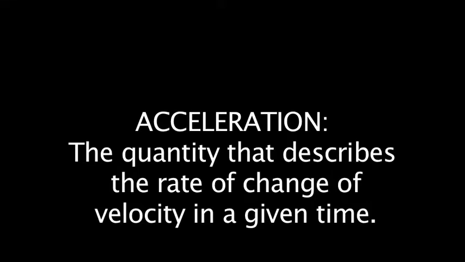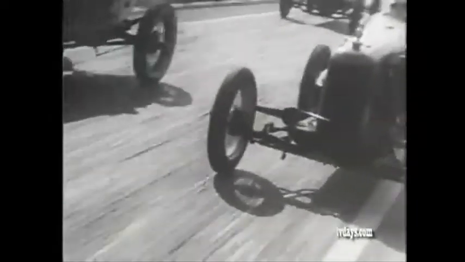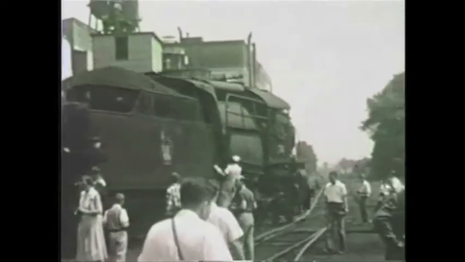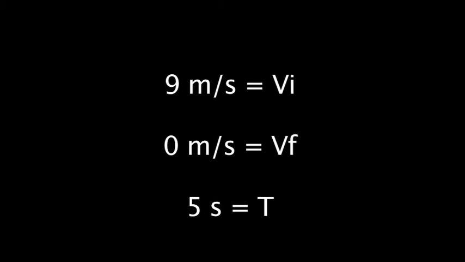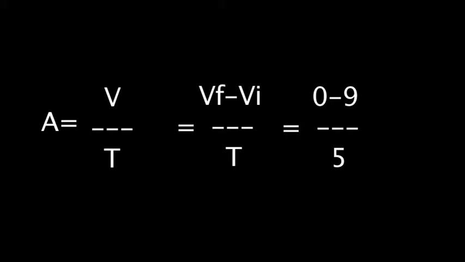Finally, acceleration. The quantity that describes the rate of change of velocity in a given time. Example 1. A trolley car in the big city takes 5 seconds to come to a complete stop after moving from 9 meters per second to 0 meters per second. What is the average acceleration? We can find it by using the acceleration formula, which is the average acceleration is equal to change in velocity over time, which when solved gives us an answer.